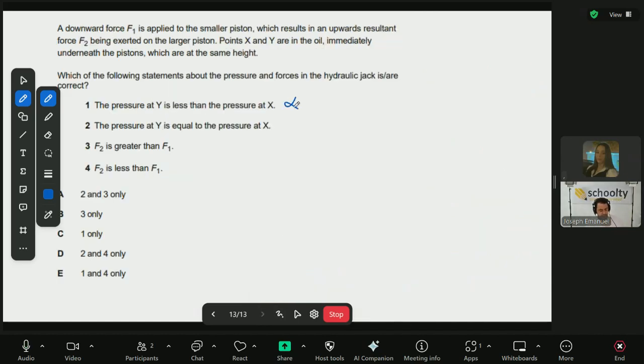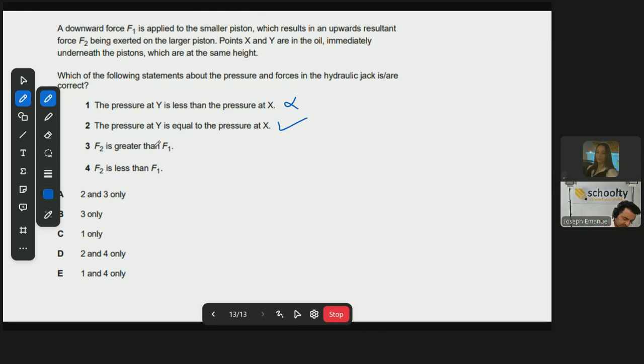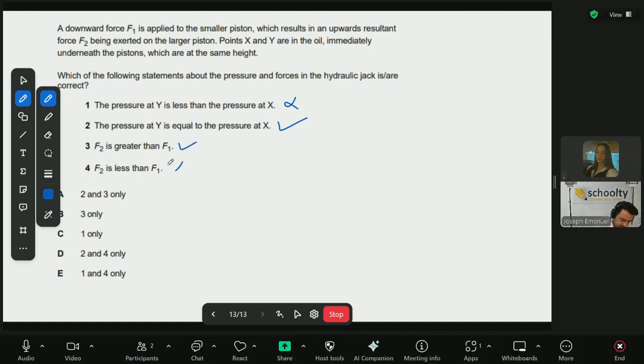Statement 2: the pressure at Y is equal to the pressure at X. Correct. Statement 3: which force is greater? I think F2 is greater than F1, because B is bigger. Yeah. So the answer is 2 and 3 only. That's right. 2 and 3, okay.